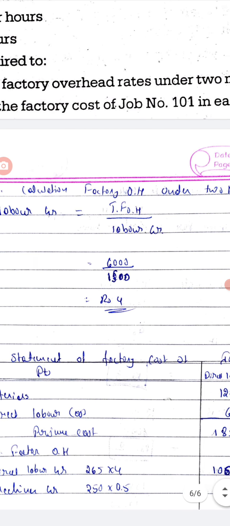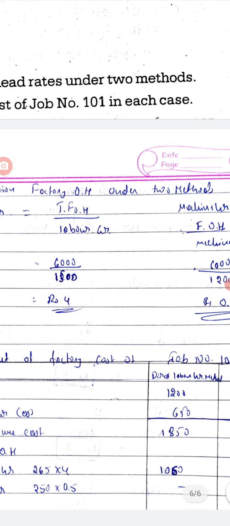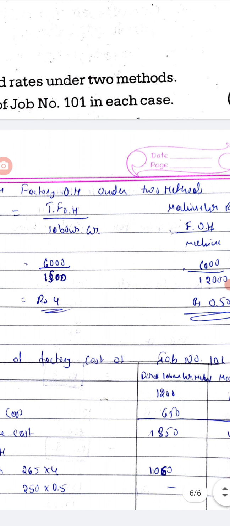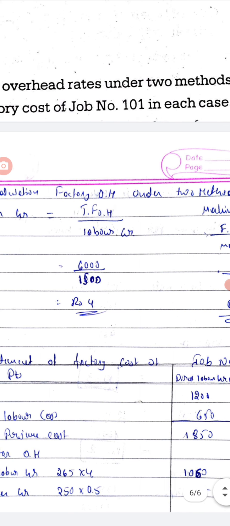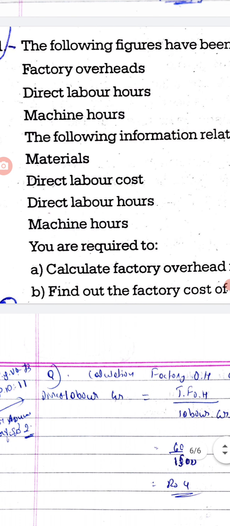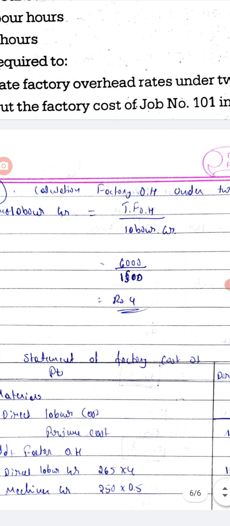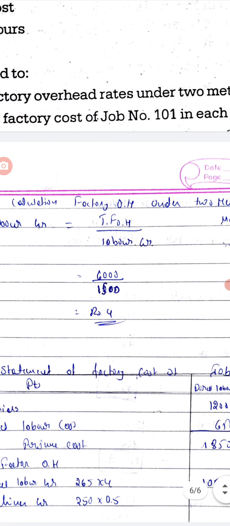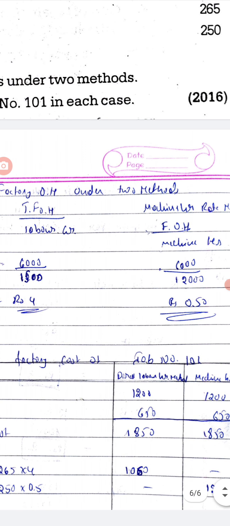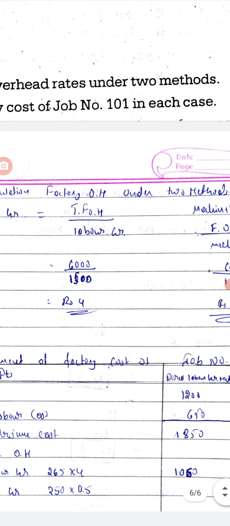So calculation of factory overhead under labor method. So two methods, one is labor hours, one is machine hour method. So total factory overheads we can take. So factory overheads are given here, so directly you have to take factory overheads only. So factory overheads divided by labor hours and factory overheads divided by machine hours. So 6000 they have given and divided by, you will get the answer.